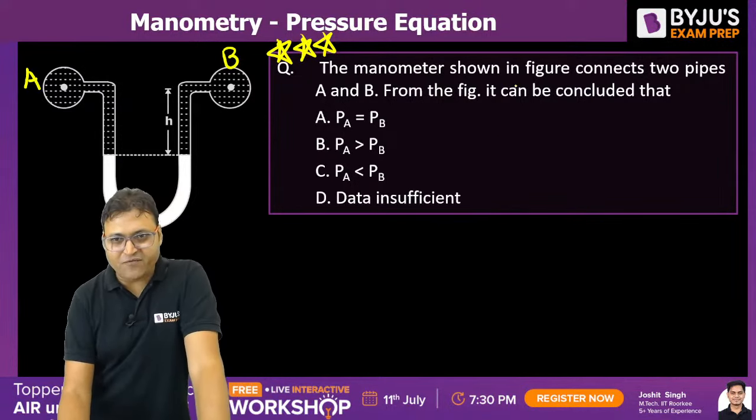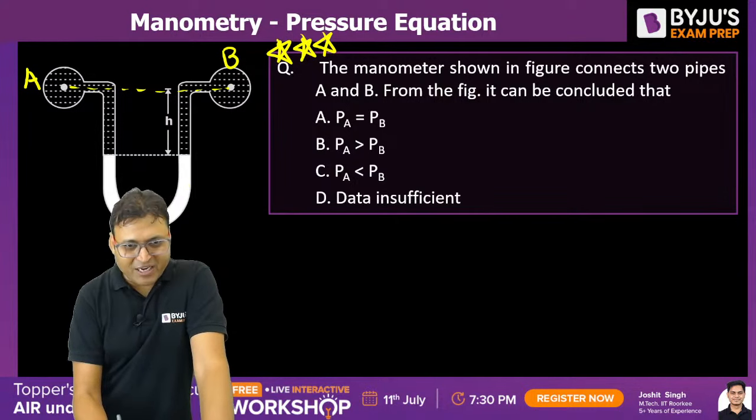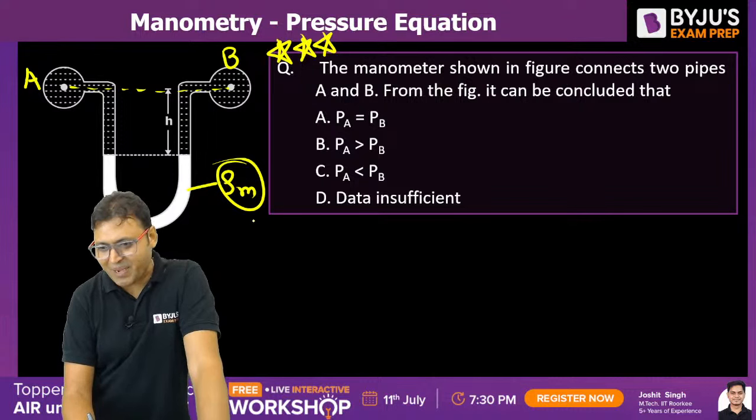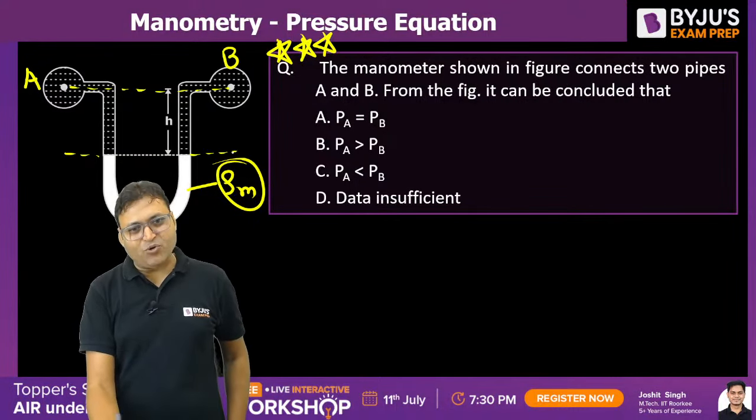The manometer shown in figure connects the two pipes A and B. The two pipes are at the same level. Yes. And the manometric fluid deflection. This is the manometric fluid. Let me call the density of the manometric fluid rho m. So the level of the manometric fluid in both the limbs is the same.